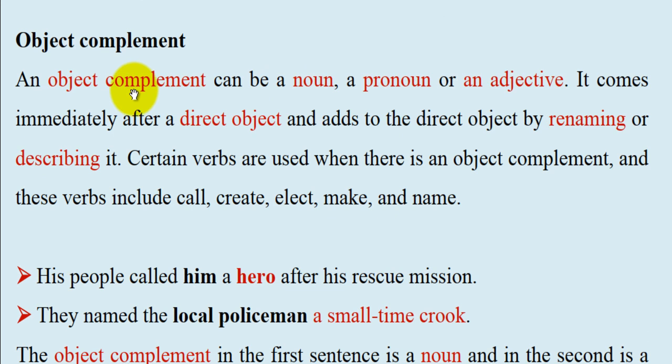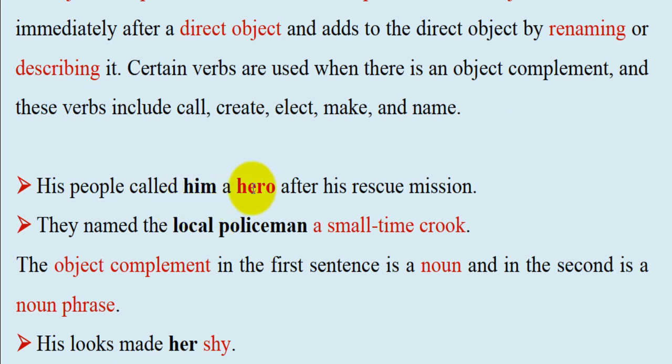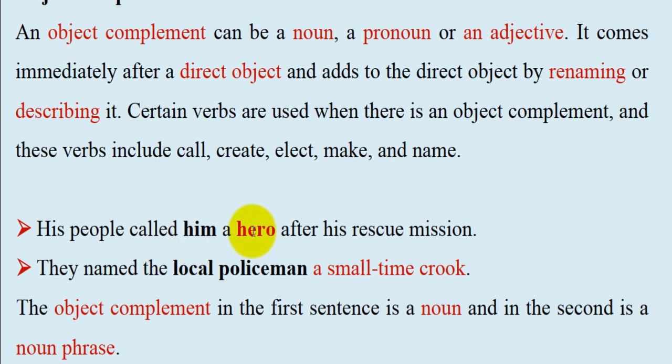Object complement. An object complement can be again a noun, a pronoun, or an adjective. It comes immediately after a direct object and adds to the direct object by renaming or describing it, meaning describing the direct object. Certain verbs are used when there is an object complement, and these verbs include some of them: call, create, elect, make, and name. His people called him a hero after his rescue mission. Okay? Called him a hero.